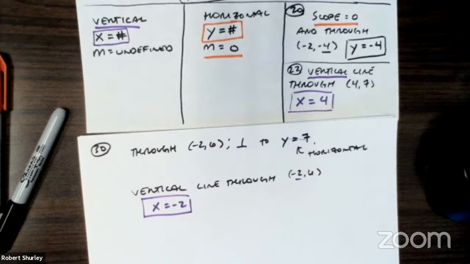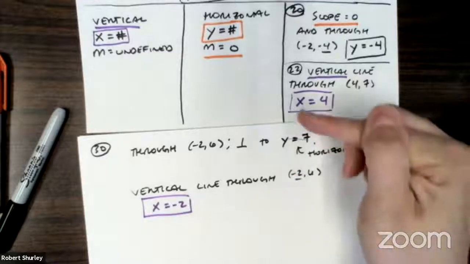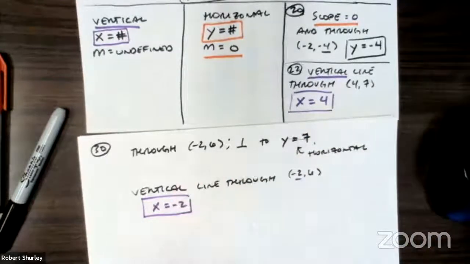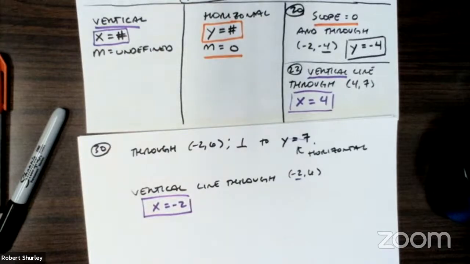That's a lot less work, right? And if you have questions that are asking for vertical and horizontal lines, there's just a lot less work involved. Now you're going to have a lot more thinking maybe, but it's a lot less work.